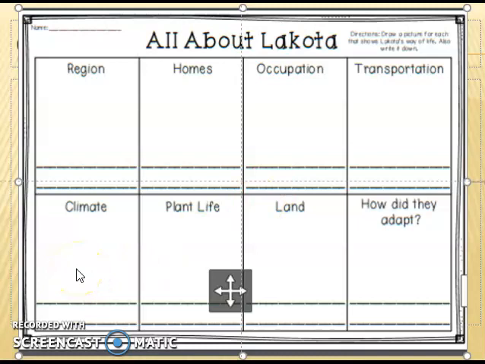What was the climate like? Yeah, it was really harsh in the winter with a lot of snow and dry in the summer. So go ahead and use your study guide that was sent home to write down each of these things and draw a picture.